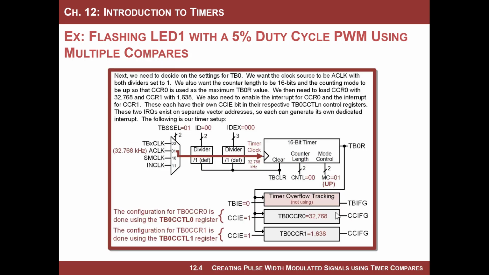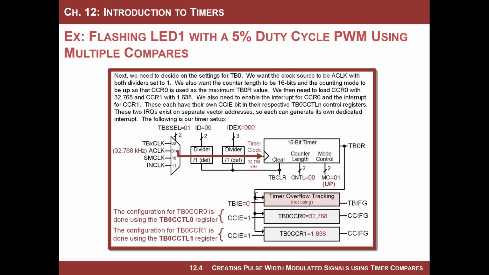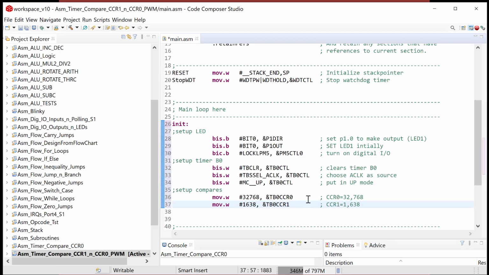Okay, nice. All right, let's do the CCR1 value. So move.w, and I'm going to go pound 1638, and that's now going to be in TB0CCR1. So this is a different register. Remember that one is this guy. So I just put that into TB0CCR1. Okay, all right, life is good.